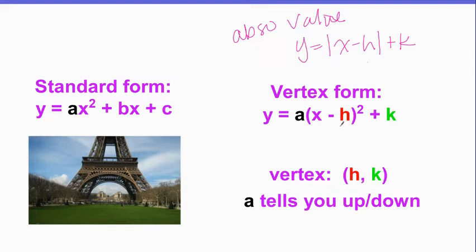So the vertex is seen here, and notice negative here, but not negative here. So the sign switches for the h and stays the same for the k. The a, this number out front, tells you if it's up or down. Notice it's the only one that's the same color in both of these. Okay, if it's positive, it's a smile. If it's negative, it's a frown.